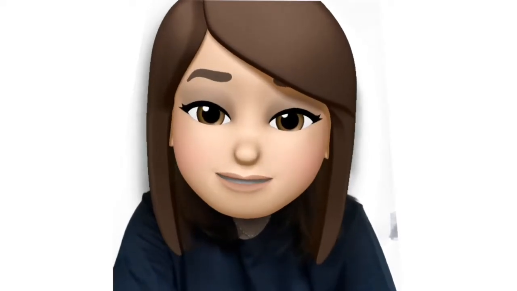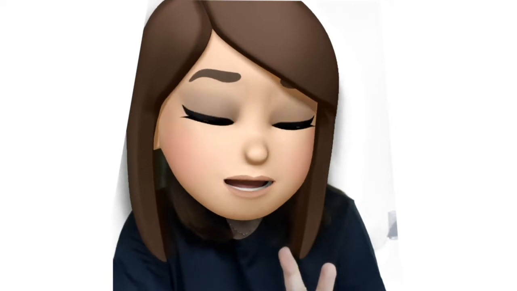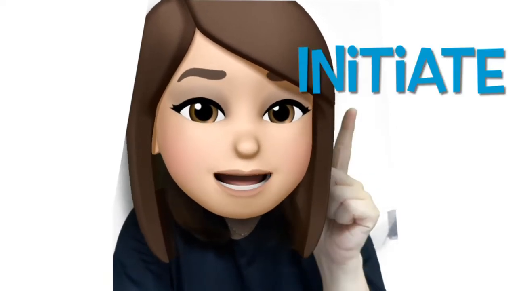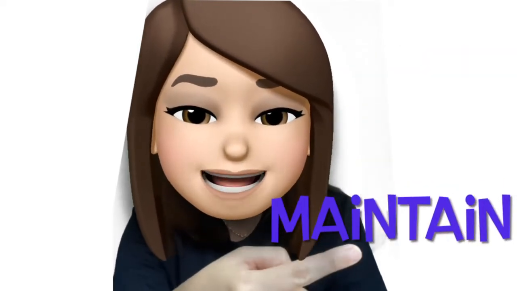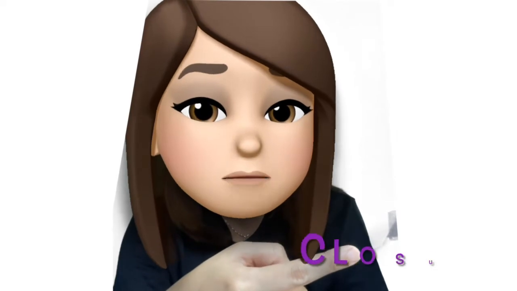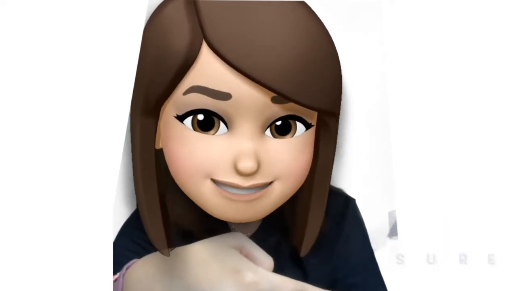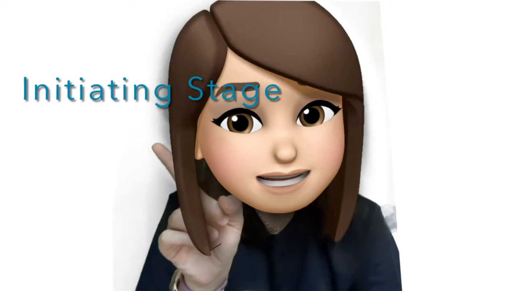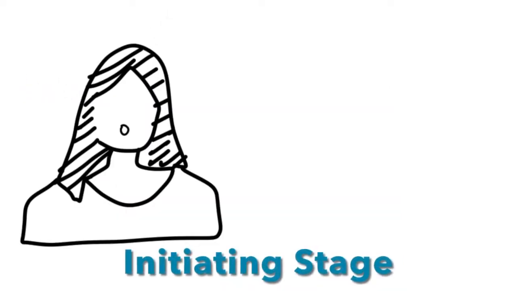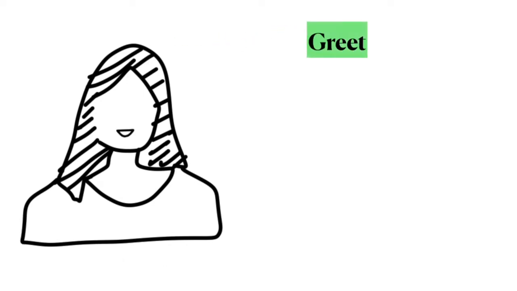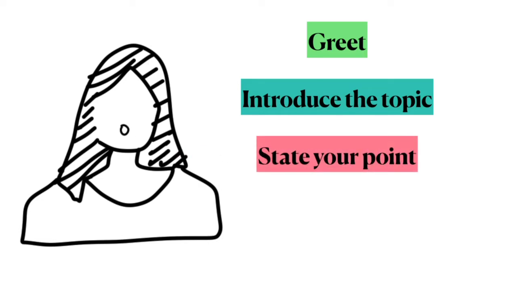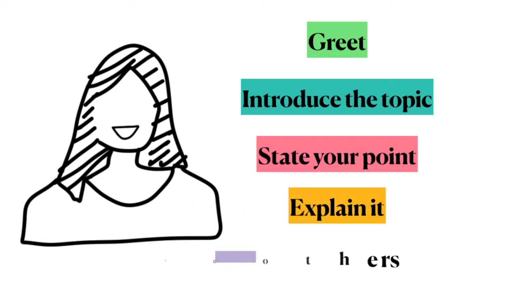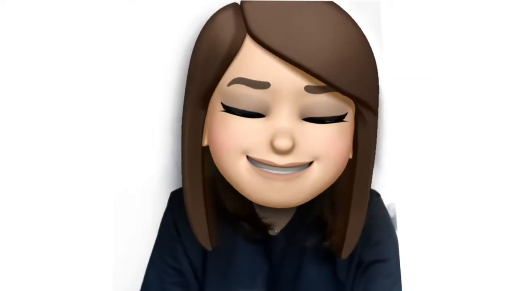The group interaction is divided into 3 parts. The first part is the initiating stage. The second part is the maintaining stage, and the third part is the closure. Let's begin with the initiating stage. There will only be one person doing this stage. Anyone in the group can initiate the discussion. It does not have to be candidate A or candidate D. So anyone, if you feel you are ready, begin by initiating.